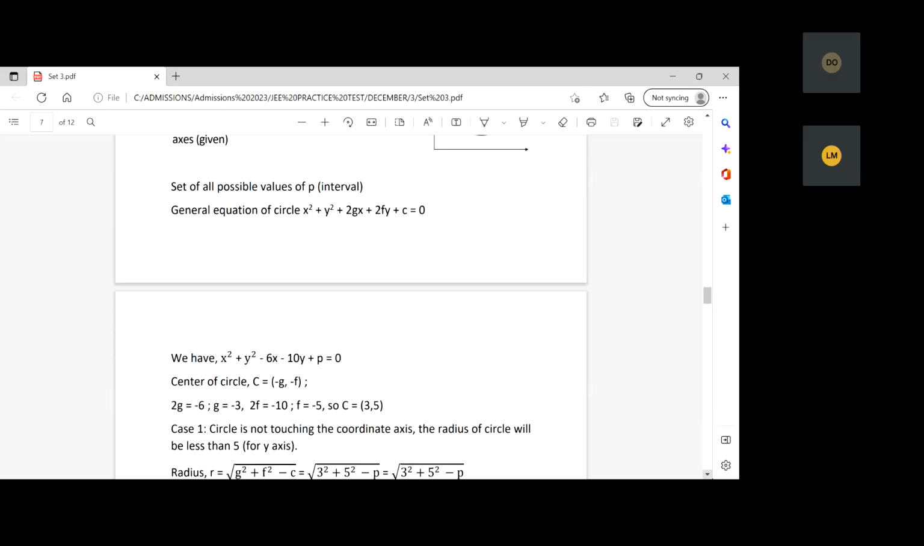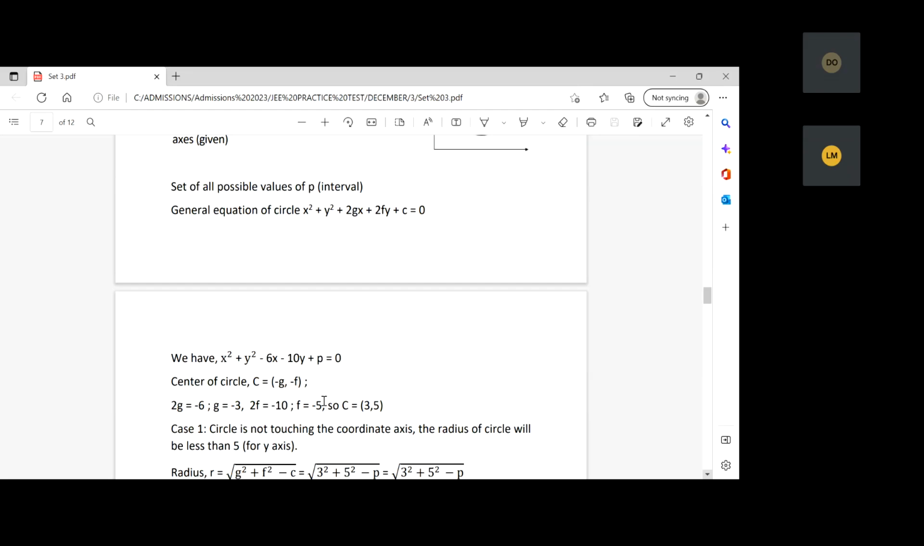Once you study the circle chapter, you know how to find the center of the circle, what the formula is and all. So this is our general equation. From this, we can get the value of G and the value of F. The center is (minus G, minus F). Here 2G is equal to minus 6, so G will be equal to minus 3. Similarly, 2F is equal to minus 10, so F is equal to minus 5.